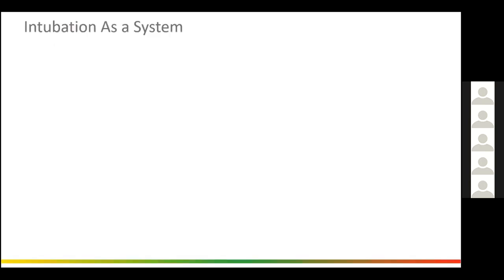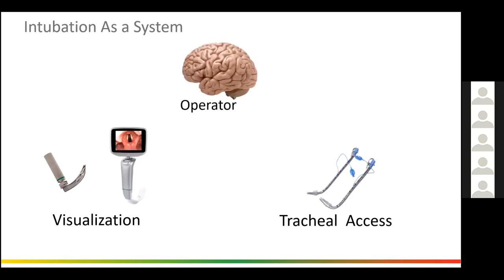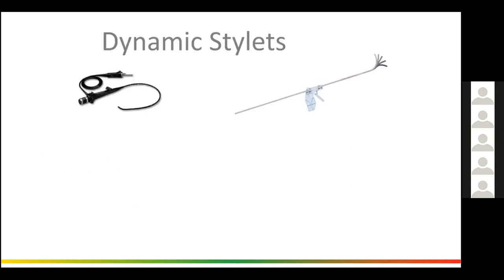So intubation is a system. This is an important model. We have visualization components that can be DL or VL. And then we have tracheal access components, whatever we stick into the trachea. And we have the human operator. Okay, and we're gonna use this model of 3 components to an intubation system over and over in this talk.